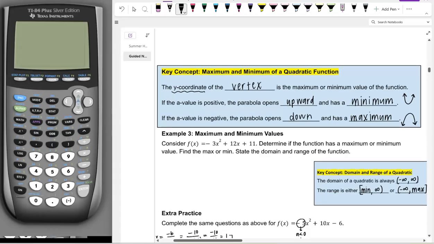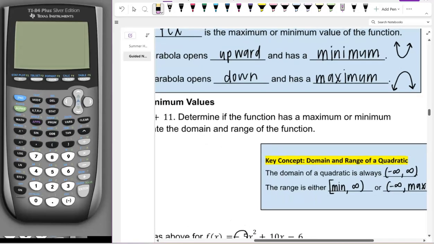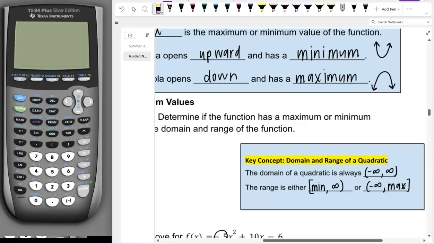For example 3, it's asking us to consider this function. It's a quadratic function because it has x squared in it, and it's in standard form. And we want to determine if it has a maximum or minimum value, find the max or min, and state the domain and range of the function. A little side note here, remember domain is always going to be all real numbers because you can plug anything you want into a quadratic function, so that's -infinity to +infinity. And the range is either going to be the min to infinity if it opens up, or it's going to be -infinity to the max if it opens downward. So you're going to pick one or the other.